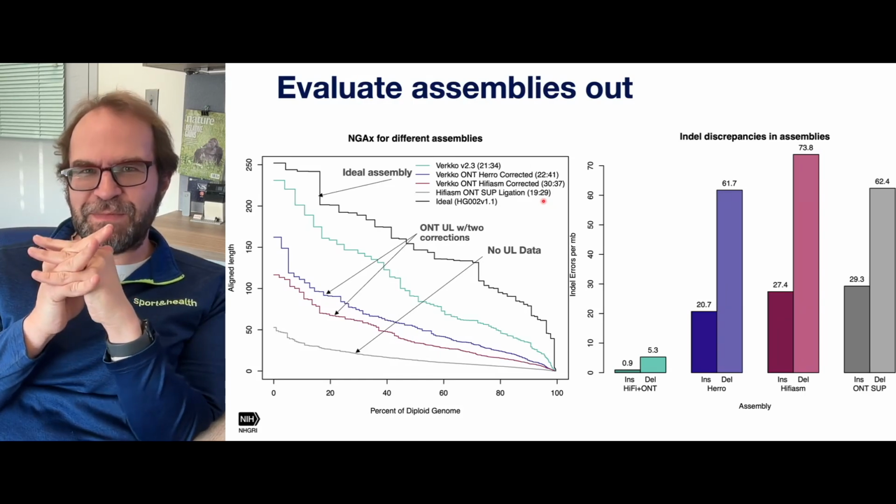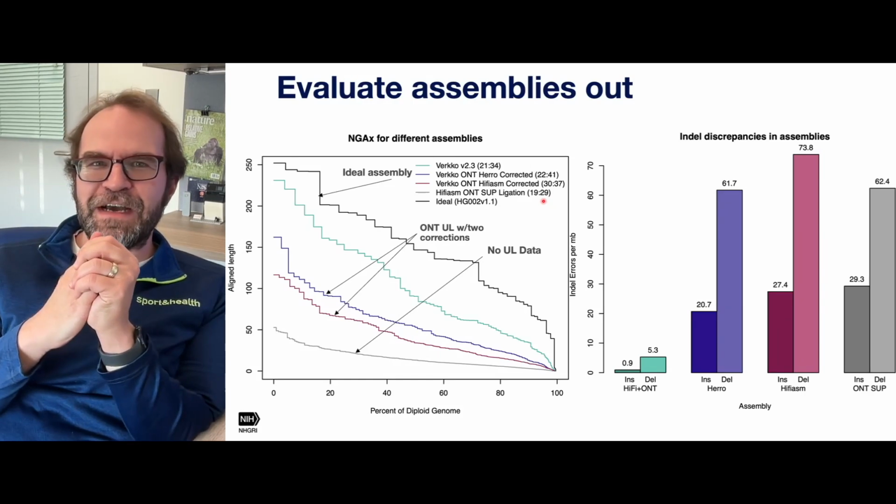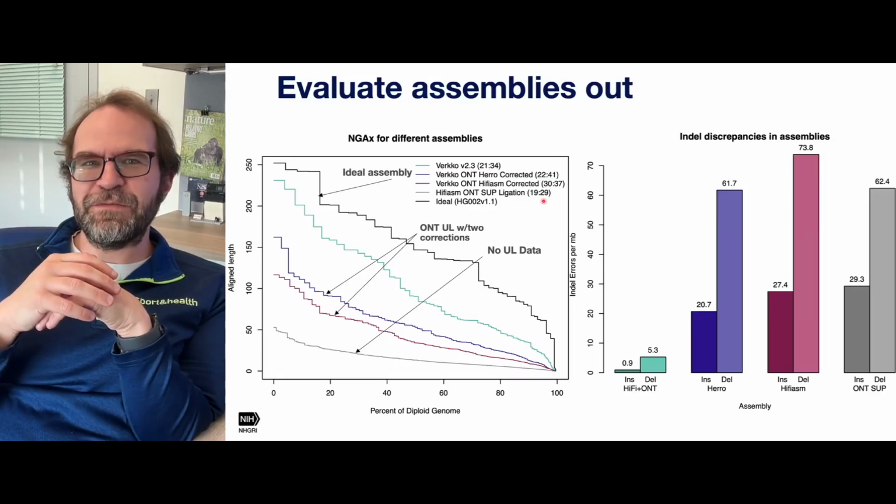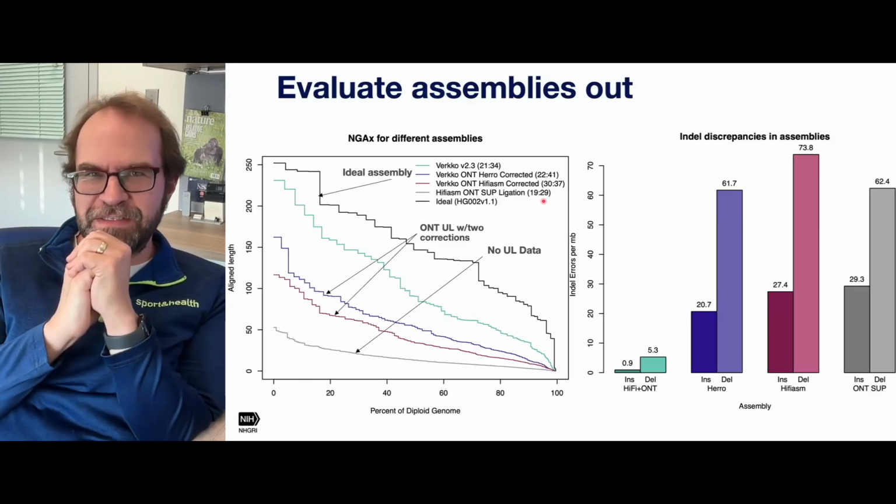And if we ask why that's happening, we see that the reason is the really large number of insertions and deletions. All these assemblies based on ONT have an order of magnitude more insertions and deletions than we do when we use the hi-fi as the base, right?